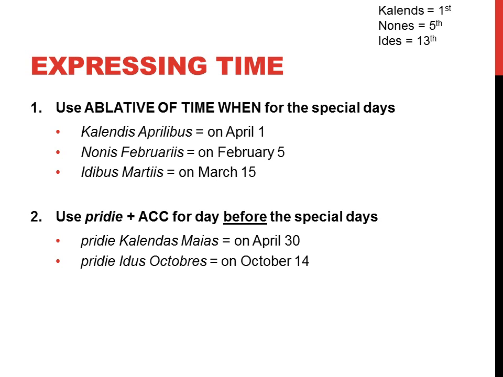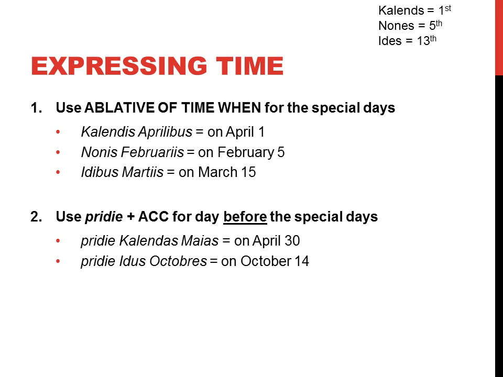So if I wanted to say that first bullet point there, on April 30, well, April 30 is the day before May 1st. That's the Kalends of May. So pridie calendas Maias literally means on the day before the Kalends of May. That comes out for us as on April 30, because April 30 is the day before May 1st. That second bullet point, pridie idus Octobres, literally means on the day before the Ides of October. October is one of the months where the Ides are on the 15th. So pridie idus Octobres means October 14.